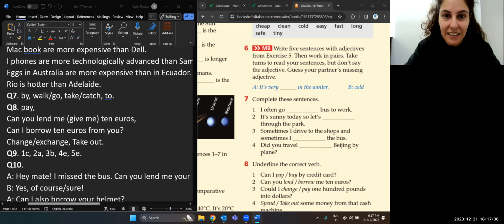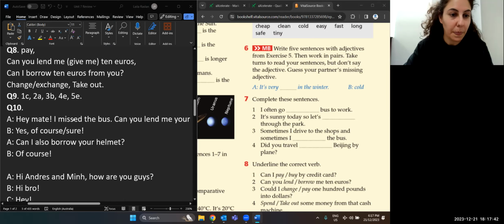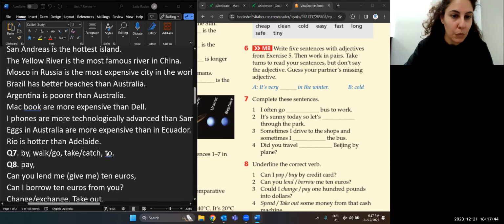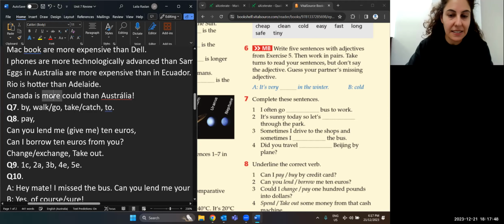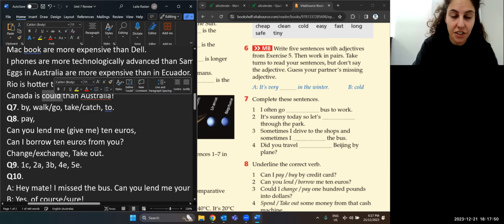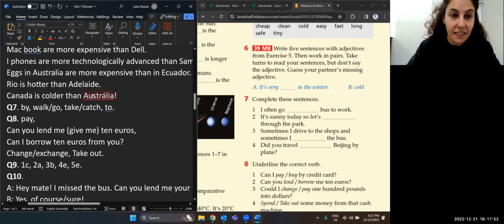And Clayton said Canada is more cold. Is that meant to be cold? So Canada is cold, a short adjective, so it's colder than Australia.